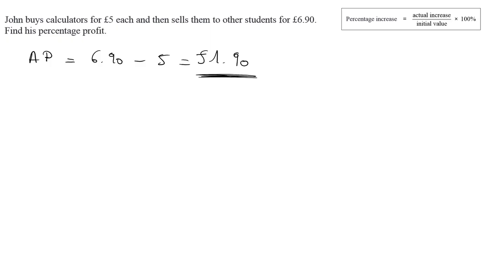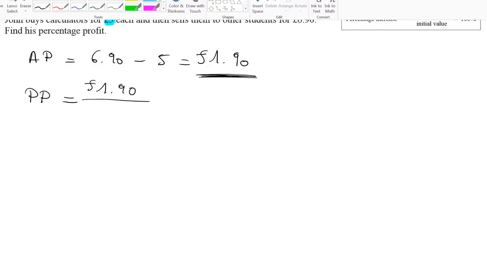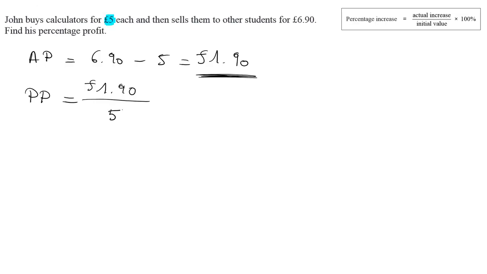Now, what is that percentage profit then? So percentage profit, PP, is your actual profit, 1.90 pounds, over your original amount. Your original amount in this case is definitely 5, because he bought them for £5. So 1.90 over 5 times 100%, and that is going to be an exact 38%. So on each calculator that he sells, John actually makes a 38% profit.